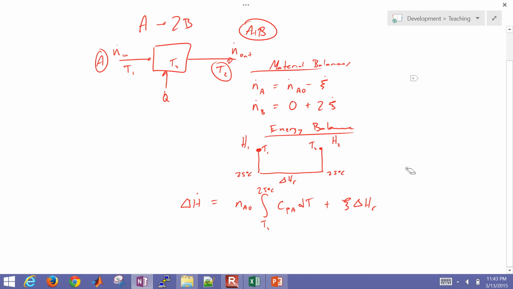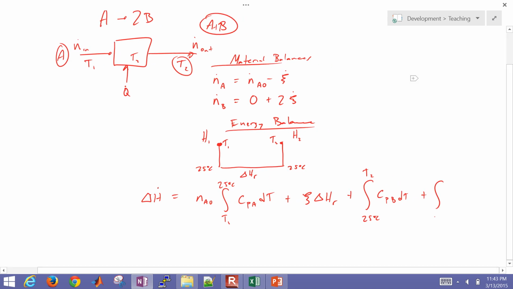Okay, and then let's go ahead and heat back up the products. So we're going to have some B and some A. And so we'll have to go from 25 degrees Celsius up to T2, and we'll have to use the heat capacity of B times dT, and then let's go ahead and also heat up the reaction, or the A, the unreacted amount. Okay, so there we have it, and we need to also multiply this by N dot B and then N dot A. So those are what's coming out. Okay, and this is what was coming in.